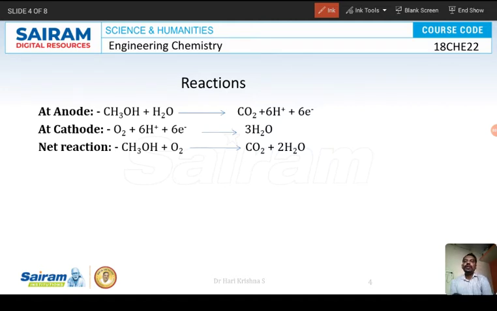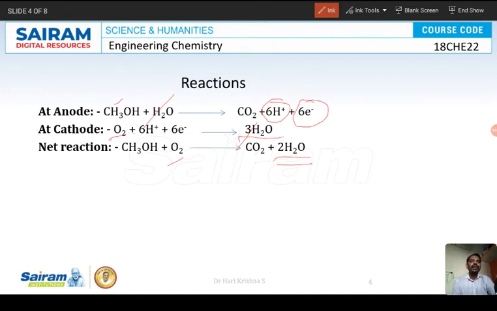At the cathode, oxygen undergoes a reduction reaction. The oxygen accepts 6 protons and 6 electrons and gets reduced to give water. So 3 molecules of water on one side and 1 molecule of water on the other will get cancelled, and finally you will get 2 molecules of water. So the overall reaction is methanol plus oxygen giving carbon dioxide and 2 molecules of water. How do you get 2 molecules of water? Because the 1 molecule of water present at the anode and 1 molecule present at the cathode get cancelled, and finally you get 2 molecules of water.